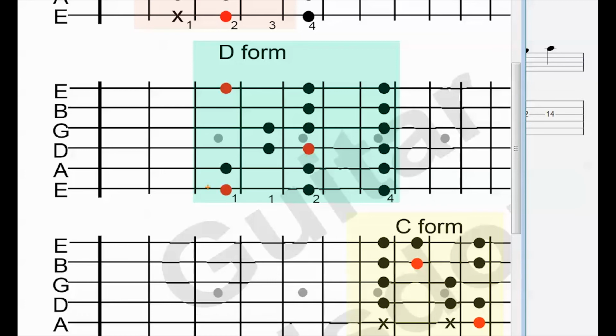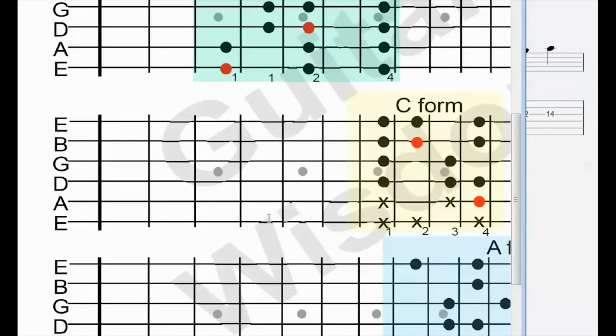Here I've got a D form scale, and all I'm going to do is count up to the sixth. So that's 1, 2, 3, 4, 5. There's the sixth. That's my root for a natural minor scale using this same form. And here's the other one. All right, so pretty simple. Nothing complicated about that.